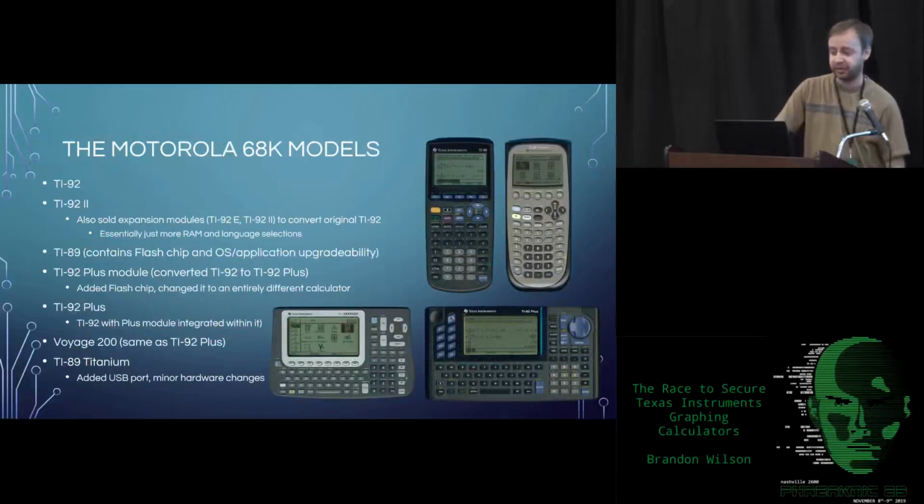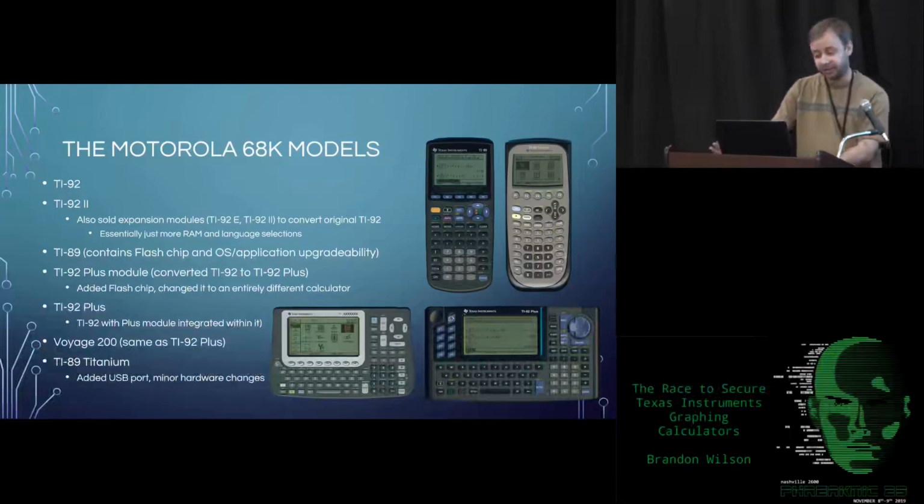So while the Z80 models are by far my favorite and where I'm the most knowledgeable, there are of course others, such as the Motorola 68K models. These started with the TI-92, which came out around the same time as the TI-85, and it has a QWERTY keyboard, which is cool, but unfortunately that gets it banned on most standardized tests because it's technically considered a computer if it has a keyboard like that.